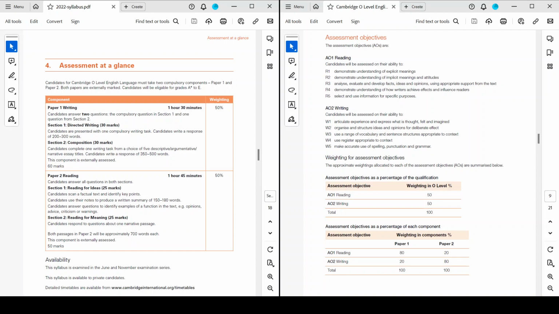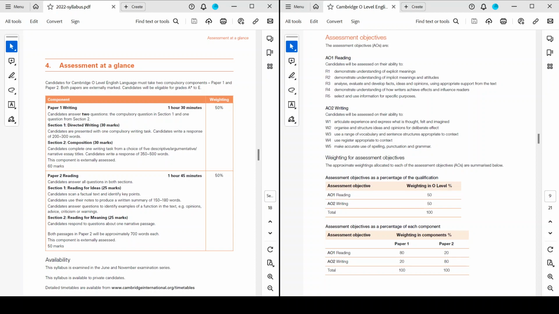Next, we have the writing objectives. The first one being articulate experience and express what is thought, felt, and imagined. So being able to clearly put in writing and express what you're thinking, what you're imagining as a narrative or a descriptive, what you're feeling, to be able to clearly express that and present that to the reader.